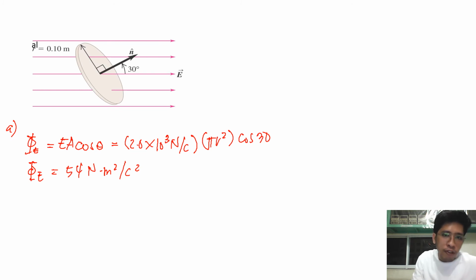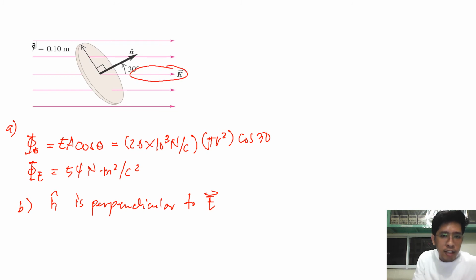Now what happens for the flux when n hat is perpendicular to E? So what happens with this one? That means your disk is rotated like this, so you have now here your perpendicular. If that is the case, theta is equal to 90 degrees, and your flux is EA cosine 90 degrees. This is 0, so your flux here is 0.